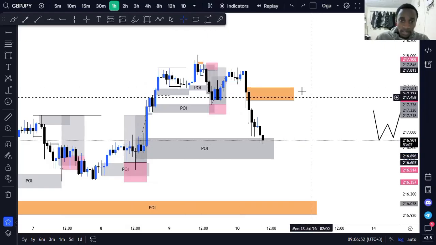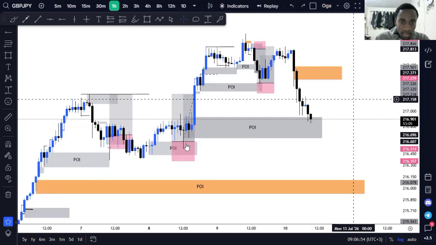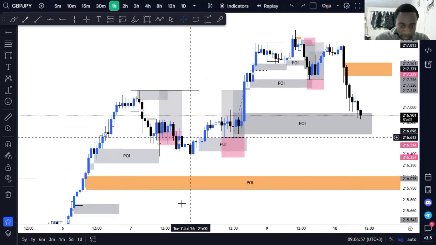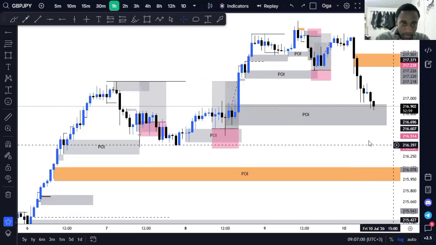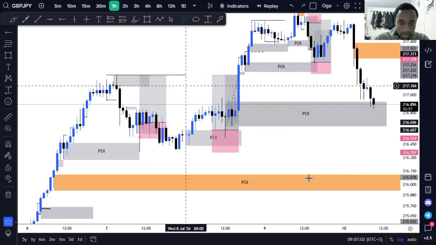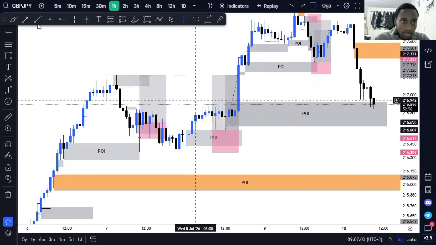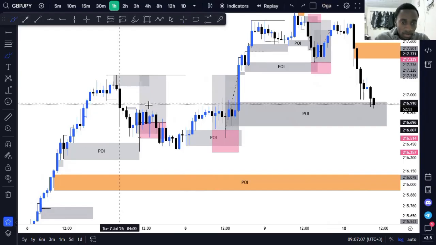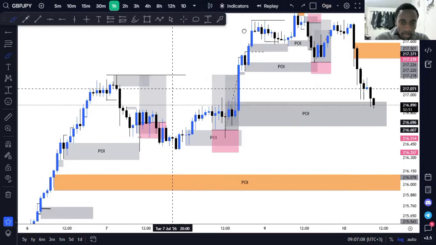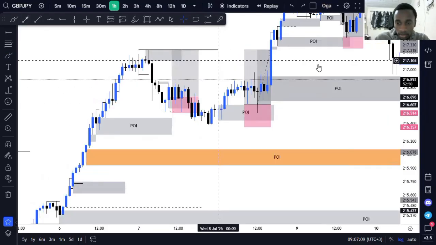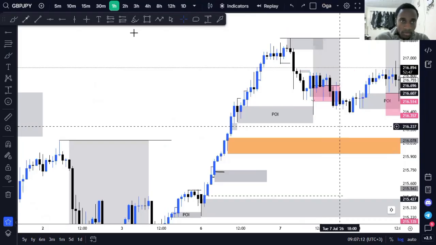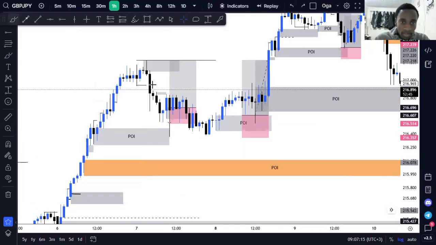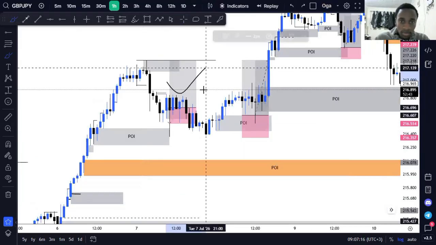We had 3 or 4 entries. We had these, not entries, 4 setups. We had this one on Tuesday. Was it Tuesday or Monday? I think it was Tuesday. Yeah, Tuesday. I remember very well. We had this on Tuesday, got stopped.